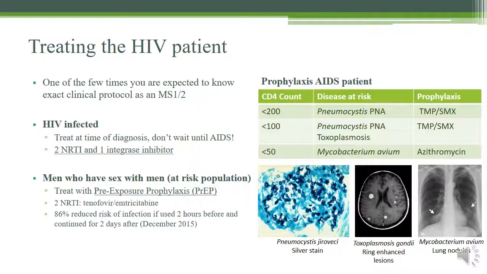Treating HIV patients is one of the few times that an MS1 or an MS2 student is expected to learn a clinical protocol of treatment. So I'm just going to go quickly over how we treat an HIV infection. Usually when you're treating them, you want to treat them at the time of diagnosis. You don't wait until they develop symptoms. You don't wait for anything. As soon as you're diagnosed with an HIV infection, you get treated. You don't want to wait until AIDS starts developing.